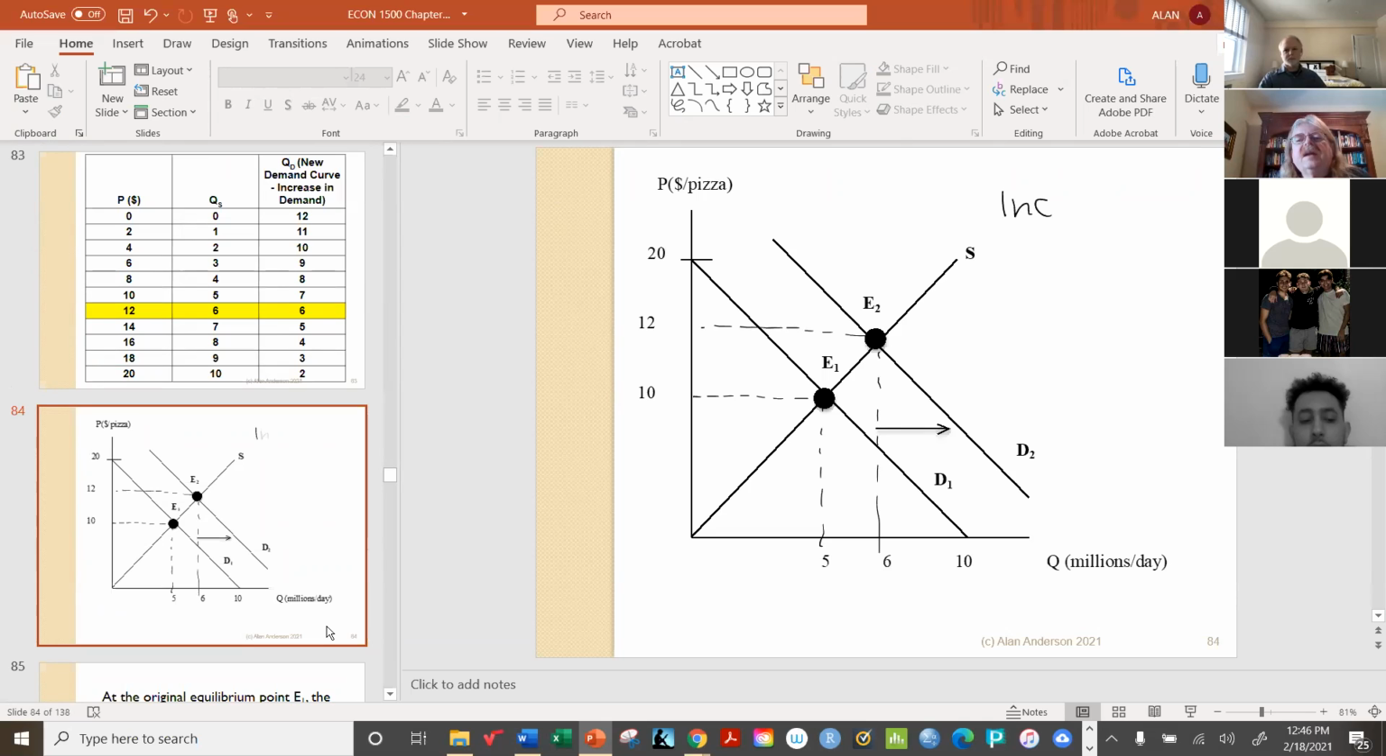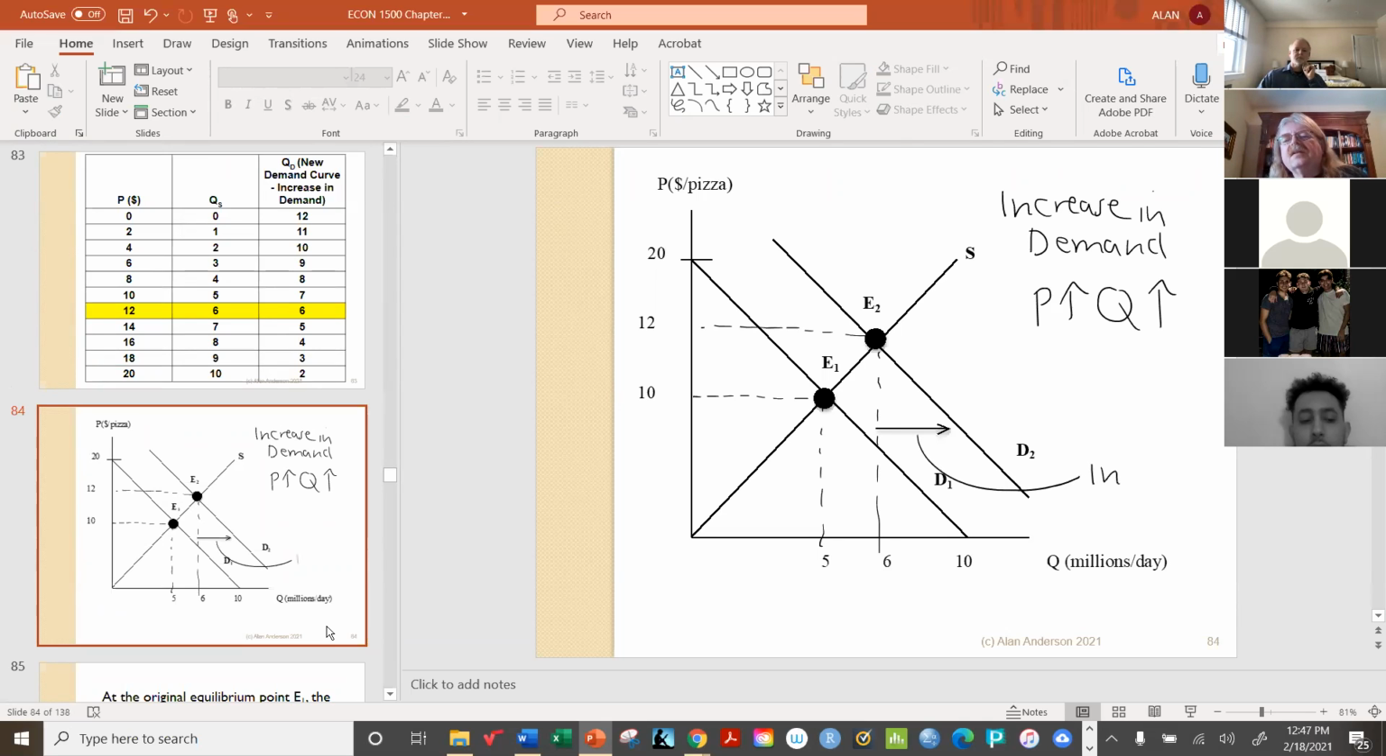So with an increase in demand, with no change in supply, the price goes up and the quantity goes up. And if you forget, just draw the picture. And also don't forget that a shift to the right means an increase. This is always an increase.